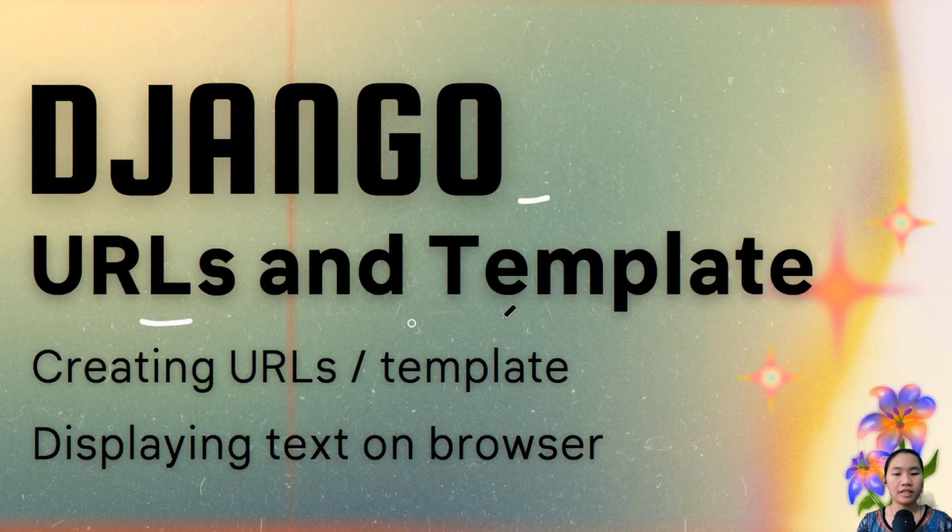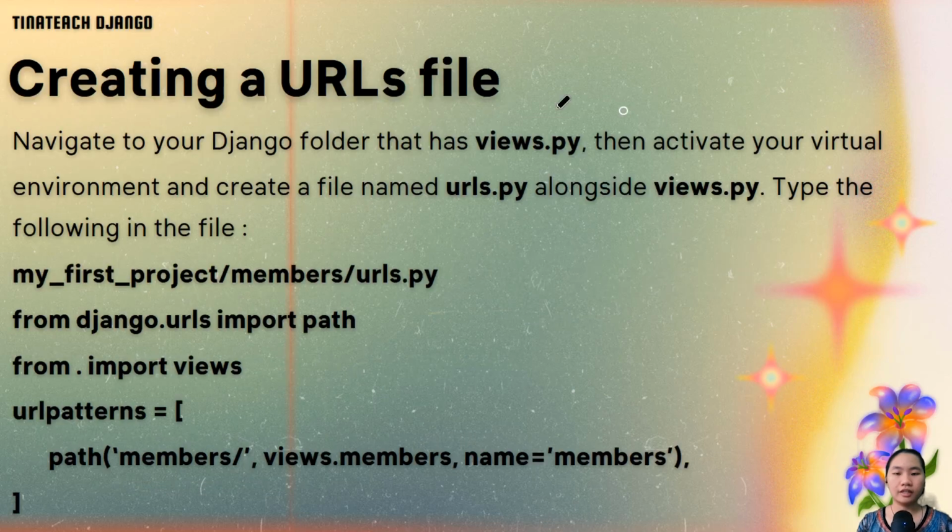Django, URLs, and templates is what we're going to be making today, as well as displaying text on the browser, seeing the result of all of the work we've done for the previous two lessons as well. First off, let's take a look at creating a URL file.